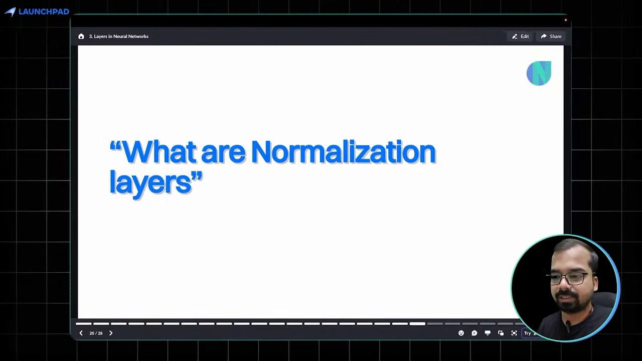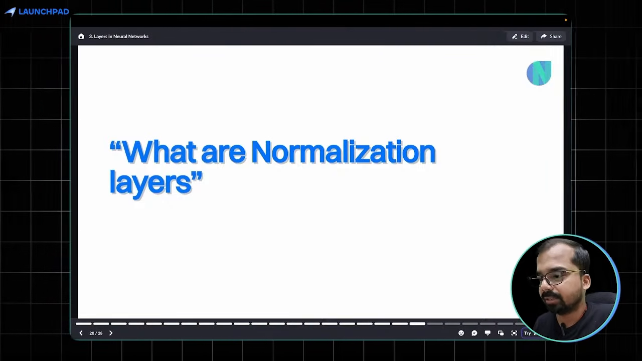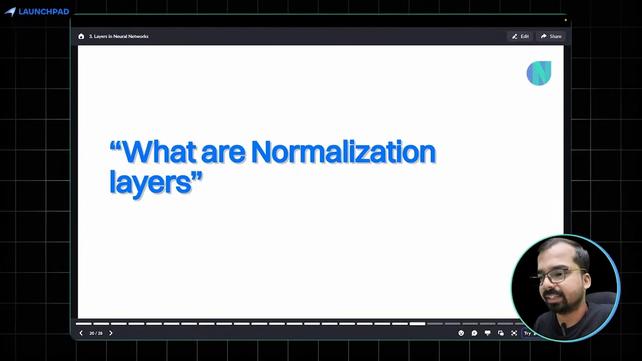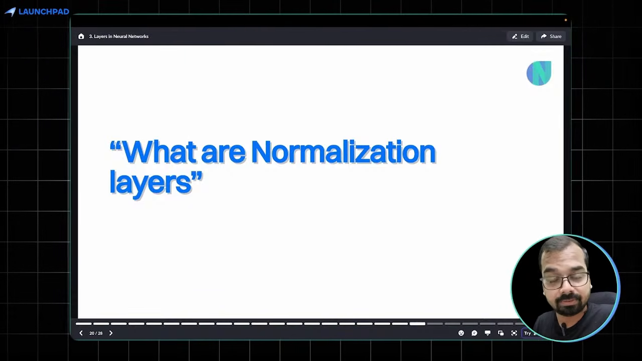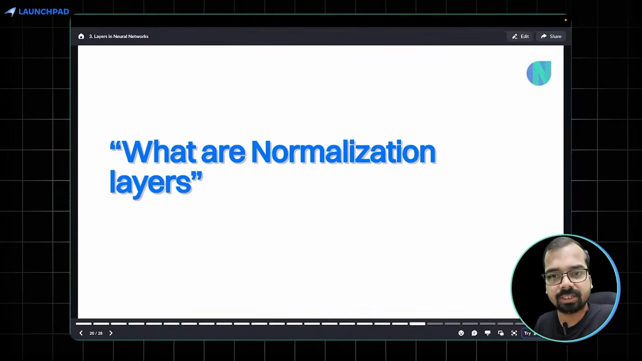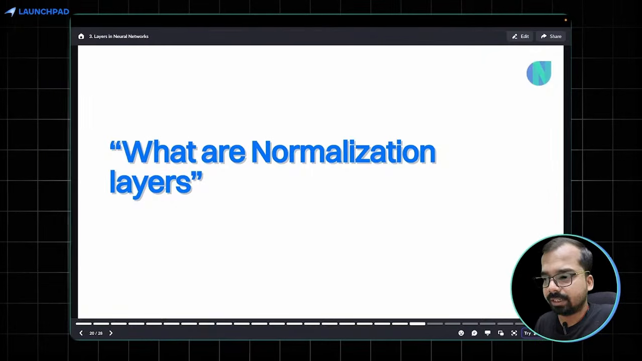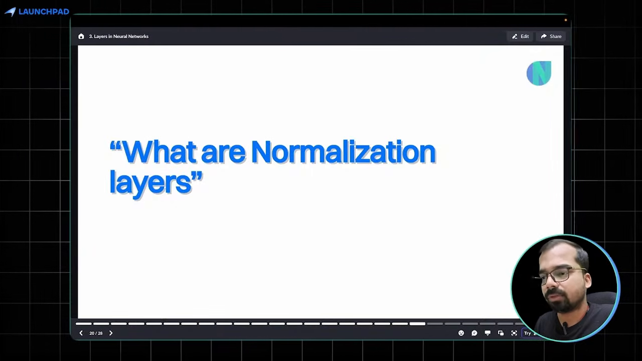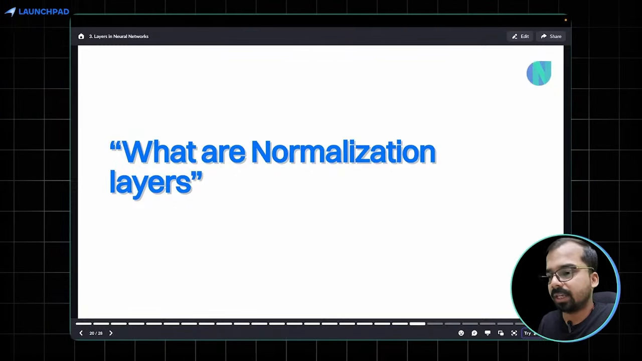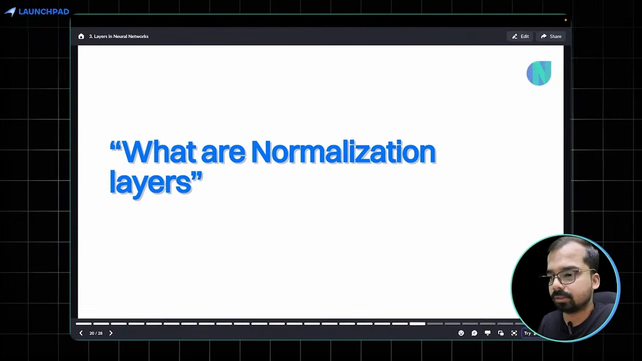Now, what are normalization layers? If you have studied traditional machine learning, then when we apply any model, we always say that it's better to normalize the features. Normalization of features helps us in better and faster convergence. Similar to that, deep neural networks also have normalization layers. The normalization layers are useful in reducing the time taken for training the model.